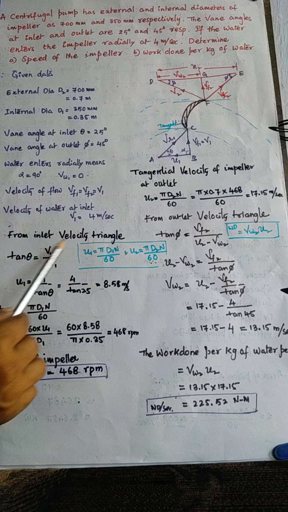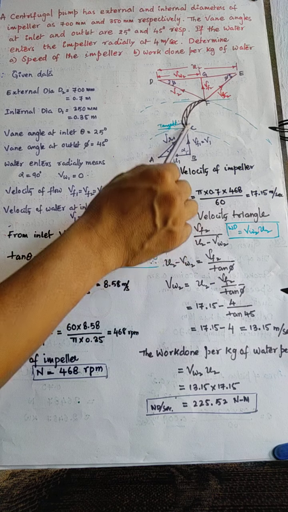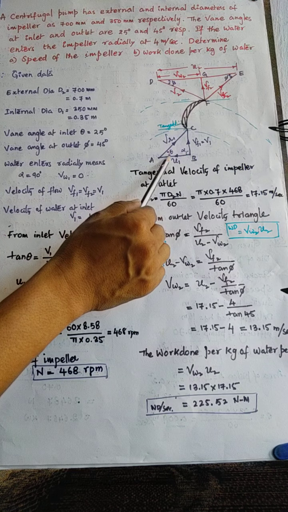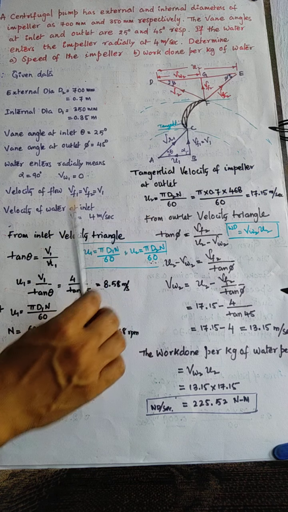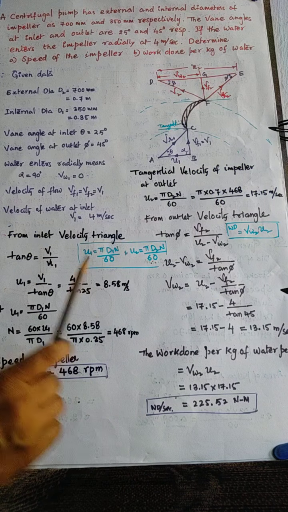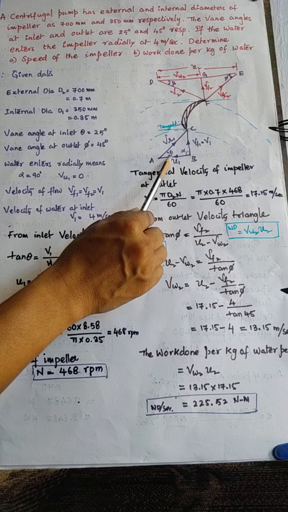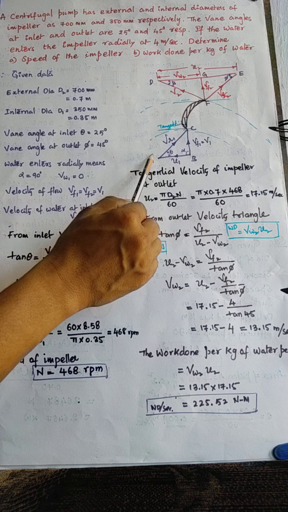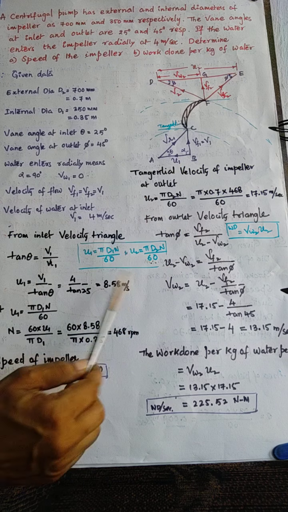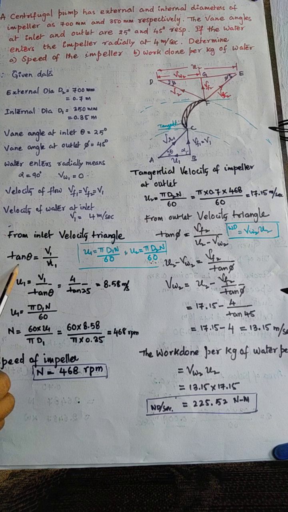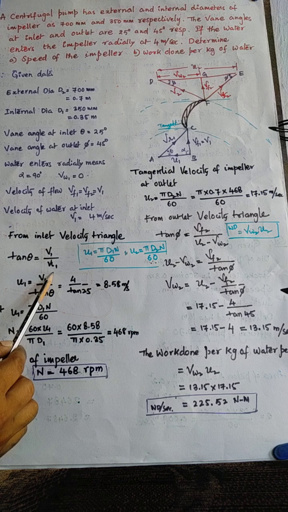Means you can take the inlet velocity triangle, the ABC triangle, and from this theta is given. So here is the theta value. You can write tan theta equal to opposite by adjacent. The opposite one is the v1 value, the adjacent one is the u1 value. So from that relation you can write tan theta equal to v1 by u1.